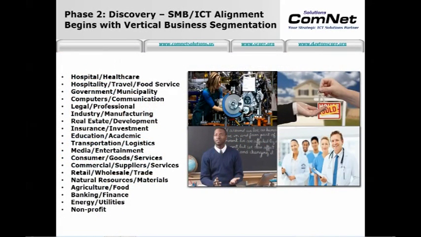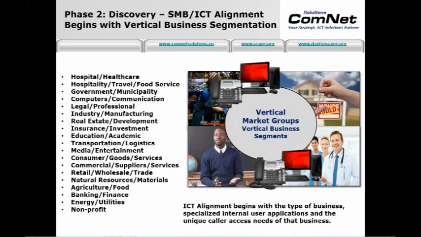So let's move on to phase 2, discovery. Small to medium business ICT alignment begins with the type of business you are, or what we call vertical market segmentation. So the infrastructure and your network needs to support the type of business you are.